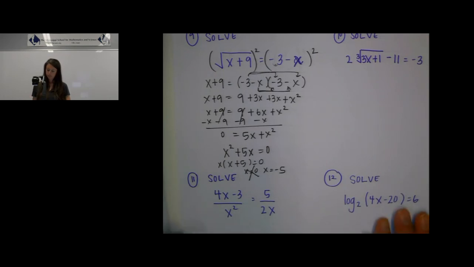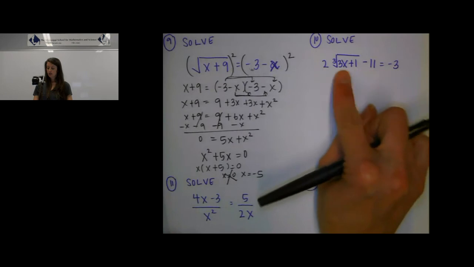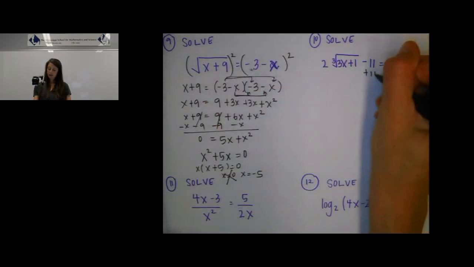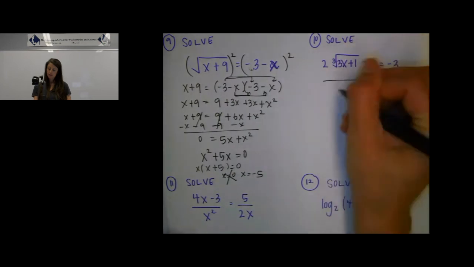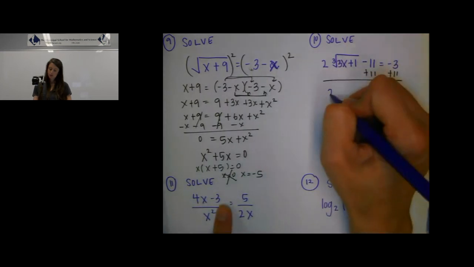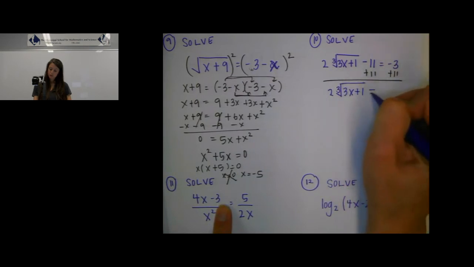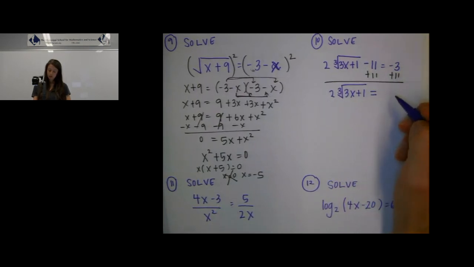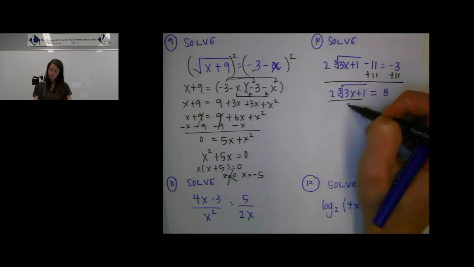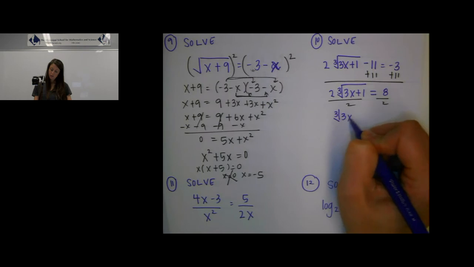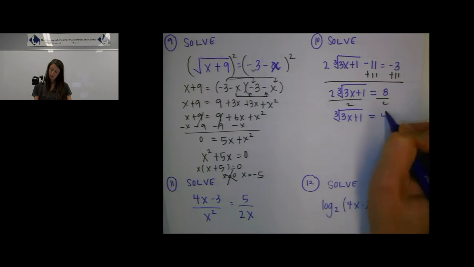Okay. What about number 10 here? So same thing here, I need to isolate that cube root, so I'm going to add 11 to both sides. So I'm going to have 2 times the cube root of 3x plus 1 is equal to negative 3 plus 11, which is 8. I'm going to divide both sides by 2. So I'm going to have the cube root of 3x plus 1 is equal to 4.